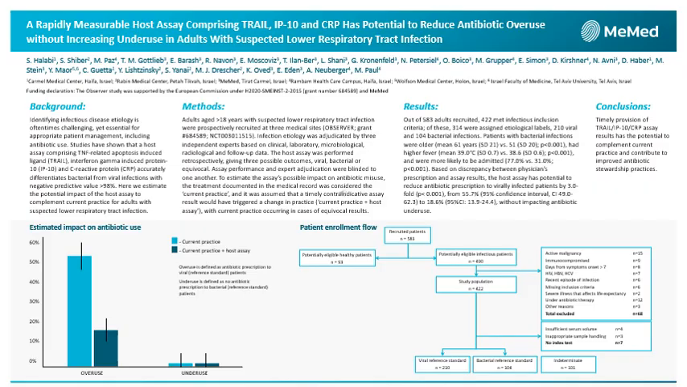The background to this study is that identifying infectious disease etiology is oftentimes challenging, yet essential for appropriate patient management, including appropriate antibiotic use, as I'm sure everyone here in the audience is aware. Studies have shown that a host assay comprising TNF-related apoptosis-induced ligand, which is called TRAIL, interferon gamma-induced protein 10, which is IP-10, and C-reactive protein, CRP, accurately differentiates bacterial from viral infections with negative predictive value of over 98%. So that is the background for this study.